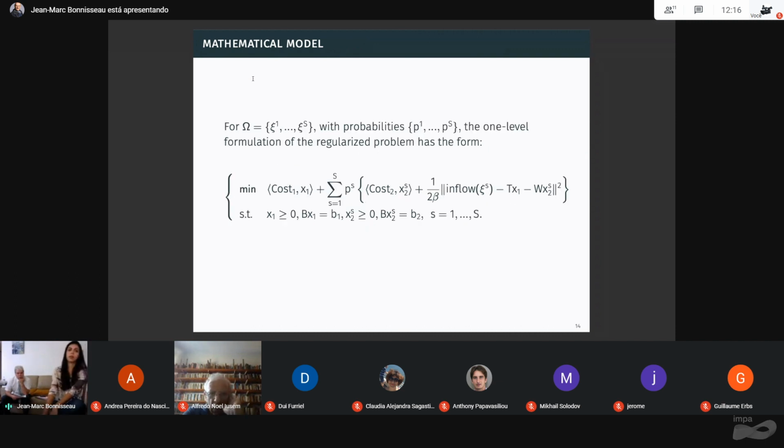When we consider the randomness in the problem, we have a set omega of psi1 to psi-s with probabilities p1 to ps, and we consider the future cost functions multiplied by the respective probability ps. Also, the second stage variable x2 depends on the scenario s.